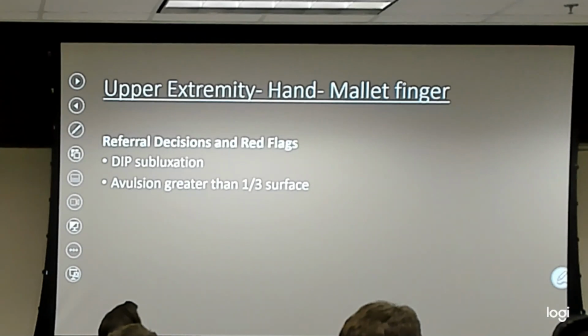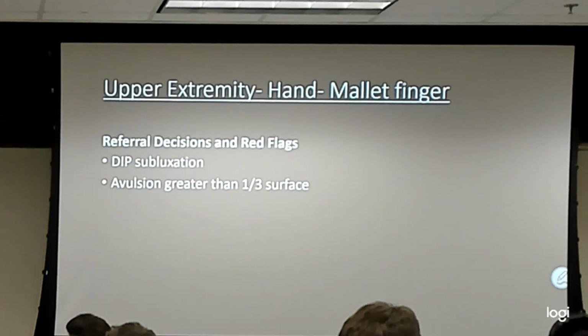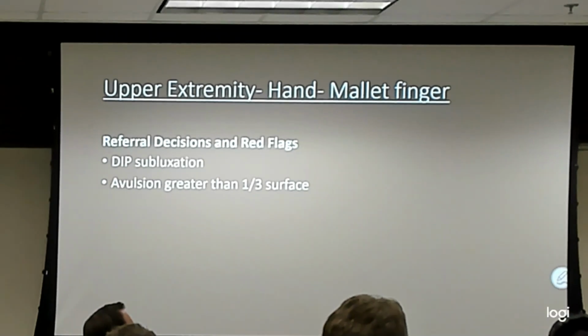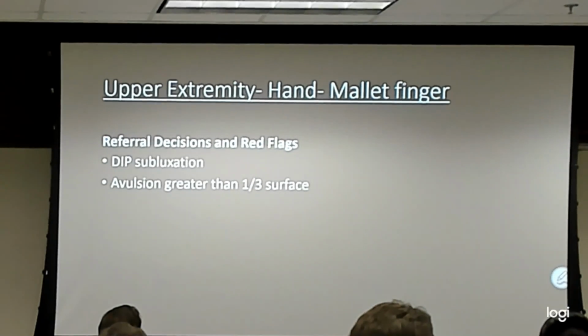So who needs to go see orthopedics? If they have any kind of subluxation, shifting of that distal phalanx relative to the middle phalanx on x-ray, or an avulsion that's greater than 1/3 of the surface. Again, that's so we can stabilize that joint and keep it from shifting.